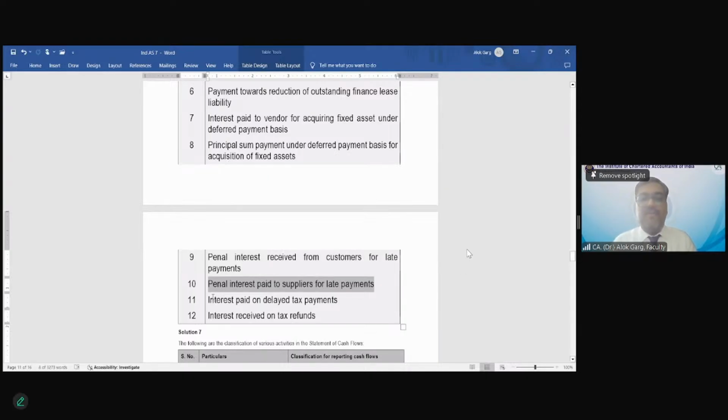Interest paid on the delayed tax payments. You have forgotten to deposit your advance tax. Now you are paying an interest. Interest paid on the delayed tax payments is an operating activity, right? Interest received on tax refunds is also an operating activity.